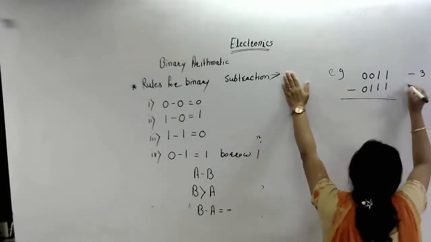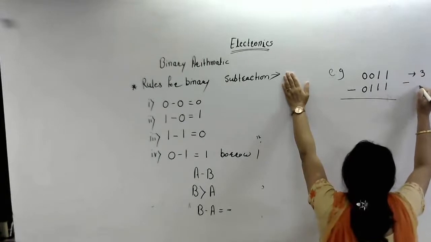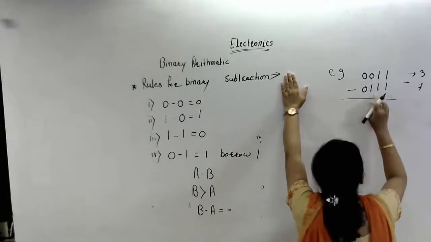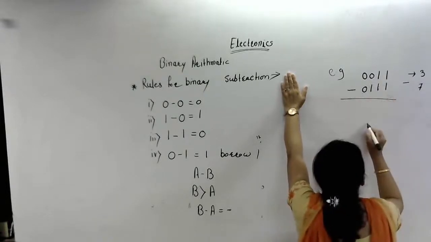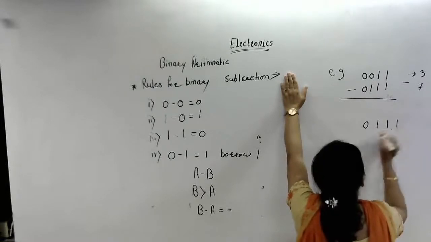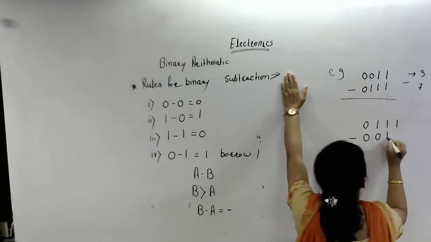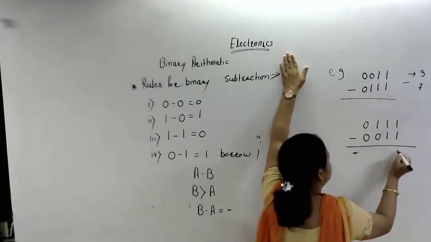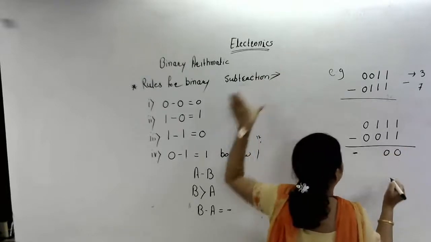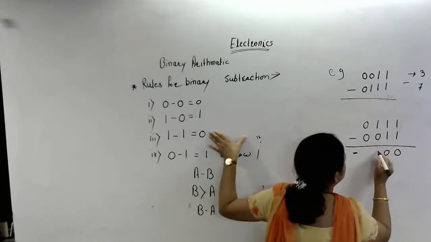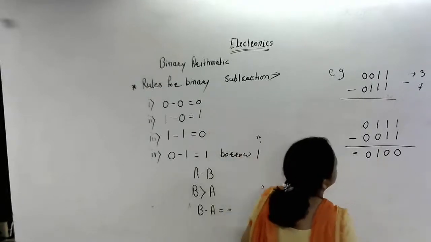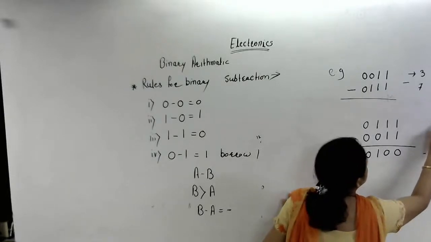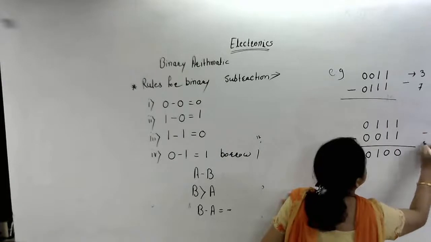Now here, 3 minus 7. Now first you have to check. The subtrahend is greater than this. So what do you have to perform here? 0, 1, 1, 1 minus 0, 0, 1, 1, with the answer having a minus sign. So 1 minus 1 is 0, 1 minus 1 is 0. Here 1 minus 0 is 1, 0 minus 0 is 0. Your answer is 4, minus 4. So 3 minus 7 is equal to minus 4.